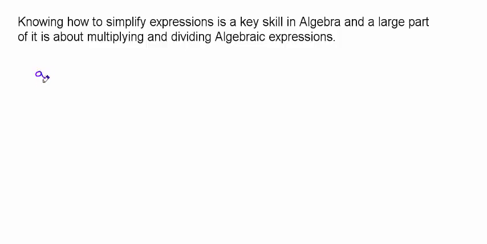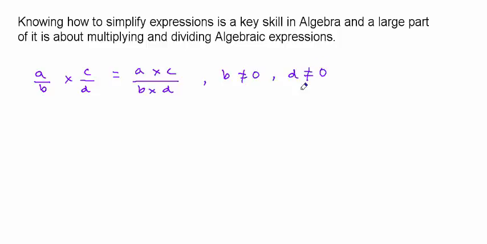If we want to multiply the fraction a over b with the fraction c over d, we multiply the numerators together, so that becomes a times c all over b times d. And then, of course, we cannot have 0 in the denominator of any fraction. Therefore, b cannot be equal to 0 and d cannot be equal to 0.